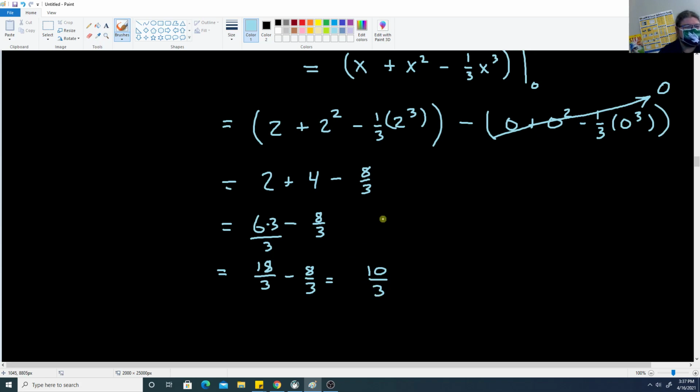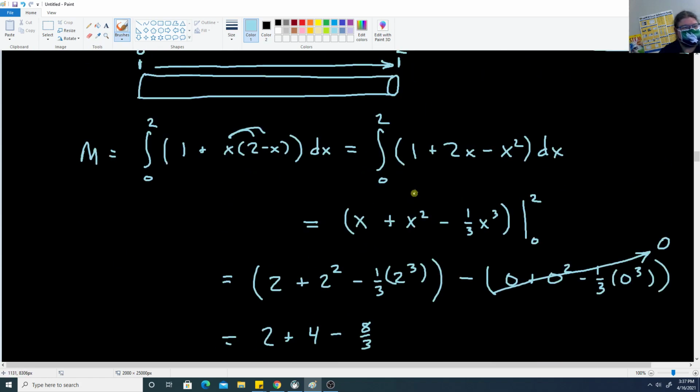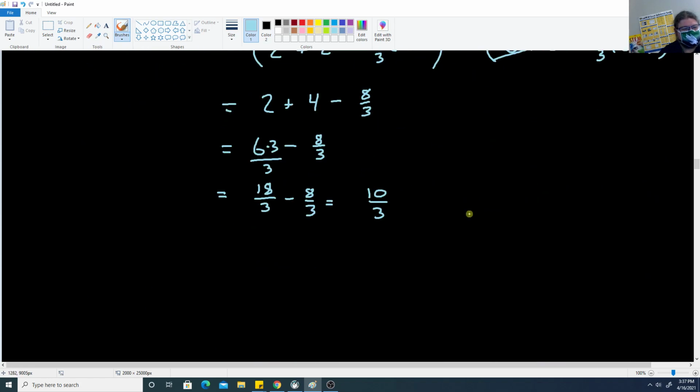And the unit on this is for the total mass that we calculated here. Since the linear density function was in kilograms per meter, the total mass is in terms of kilograms. So this right here, 10 thirds kilograms, is our total mass based off the density function.